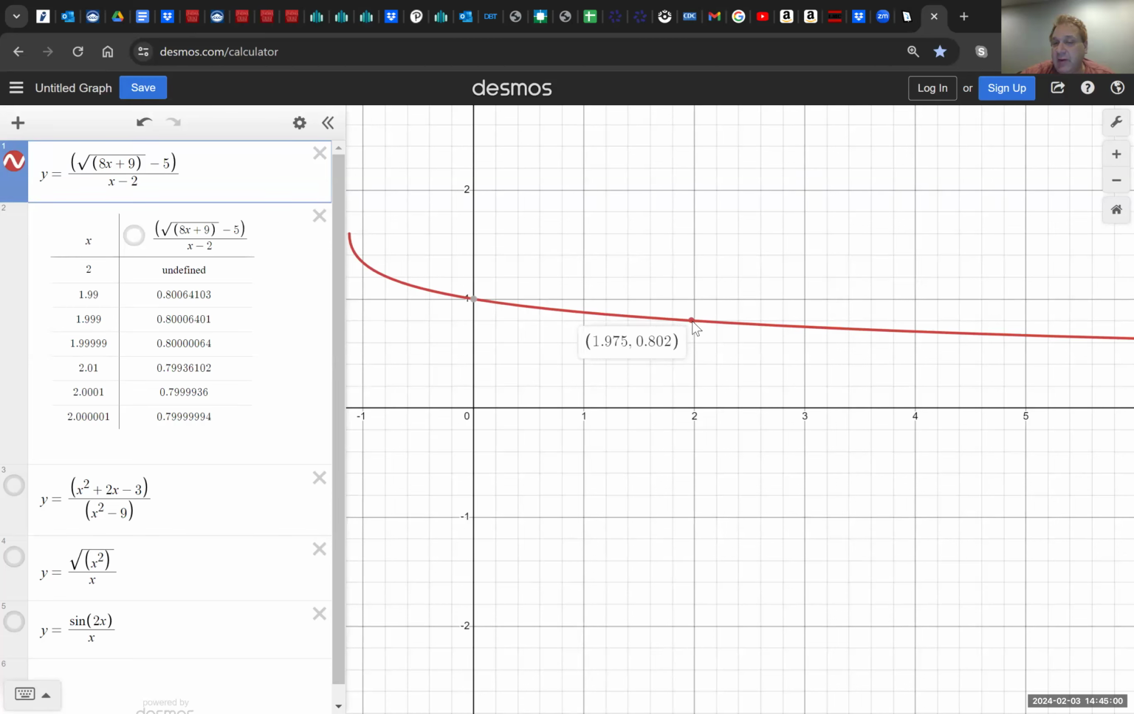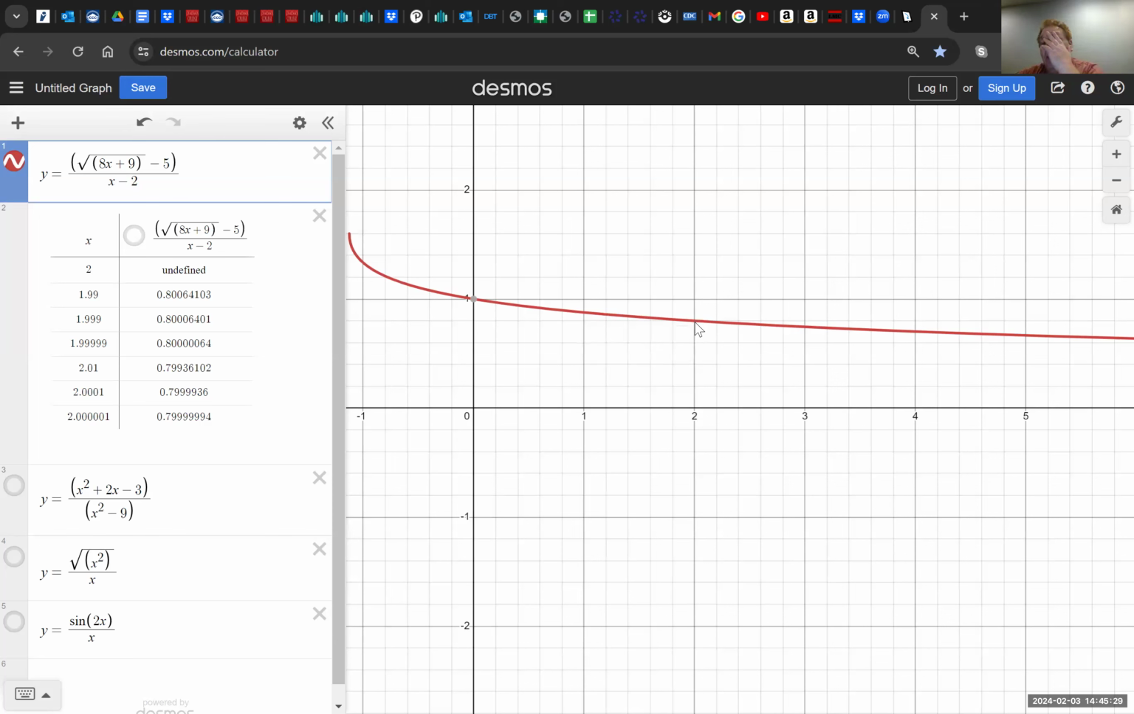Whoops, I went too fast. I went past it. Here it is. That's a number when x is 1.975, y is 0.802. So you can see from the graph that the y values are getting closer and closer to 0.8. And we can do that also on the right-hand side by choosing x values getting closer and closer to 2. Focus on the y because we're trying to see what happens to the y. So as you focus on the y value, you might see that it's getting closer and closer to 0.8.